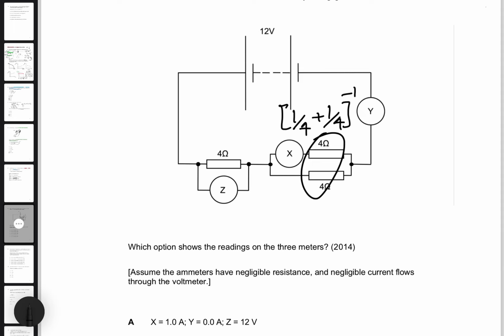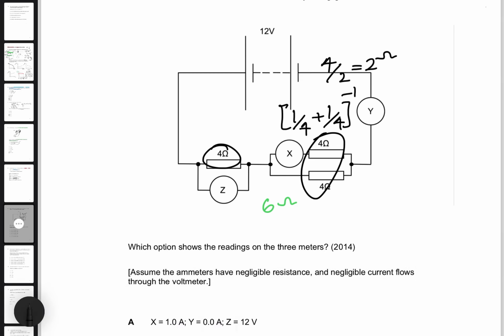And 1 over 4 plus 1 over 4 is actually 2 over 4. And if we flip 2 over 4, we get 4 over 2. So the total resistance of that section is 2 ohms. And then these are in series with this 4 ohm, right? So 4 plus 2 is actually 6 ohms.